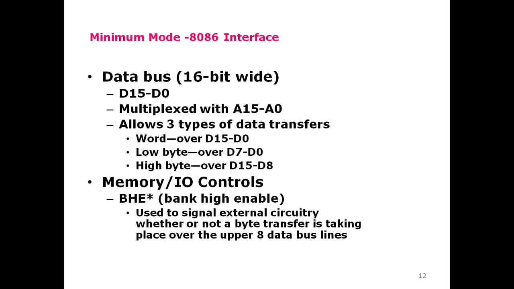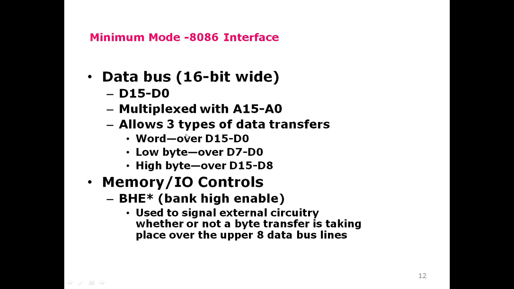In the minimum mode of the 8086 microprocessor, the data bus is 16 bits wide, and it is 16 bits wide in the maximum mode as well. The data bus is D0 till D15, so these are the 16 bits of the data bus. These 16 bits are multiplexed with A0 till A15 of the address bus. So these 16 bits are used for data as well as for address, while the rest of the address bits are multiplexed with status.